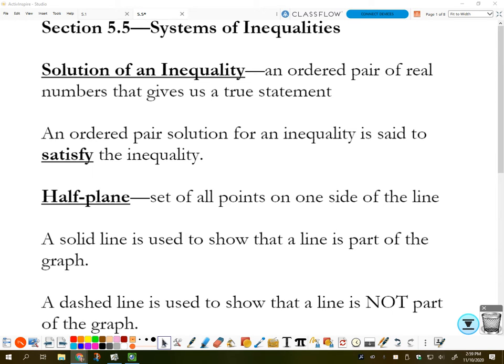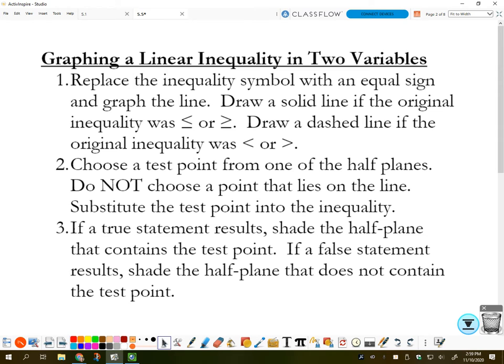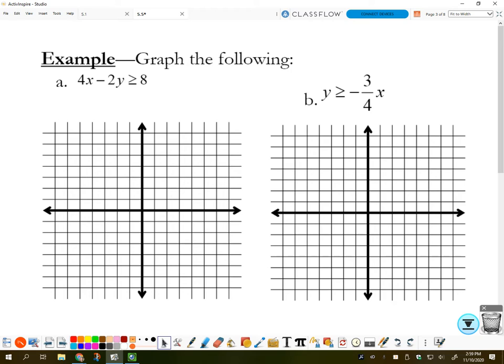And when you shade, you're shading a half plane, like half of the xy coordinate plane. That's only if it's a line. A solid line is used to show that the line is part of the solution set, and a dashed line is to show that it's not part. So a solid line is going to go with an equal to, and a dashed line goes when there's not an equal to. All right, so we're not going to worry with that.